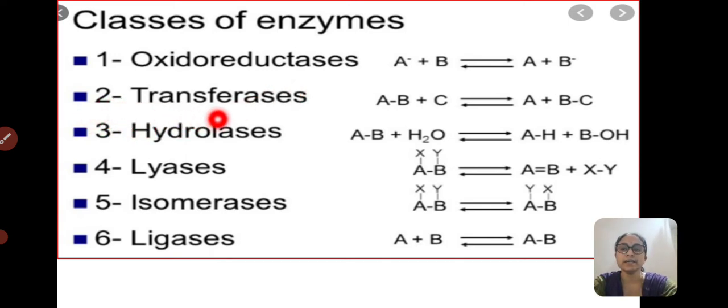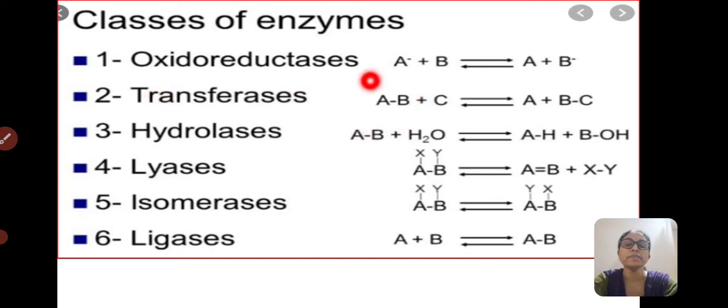Coming to the second one, that is transferases. As the name itself suggests, transfer of a particular functional group from one substrate to another substrate, converting them into product. For example, methyl group, ethyl group, amino group, hydroxyl group, and very importantly the phosphate group, as in hexokinases, phosphatases, the transfer of the energy rich and ordinary phosphate groups. That is the main motto of transferases.